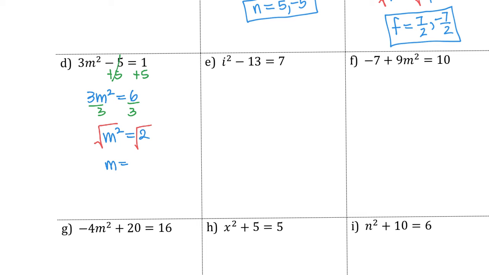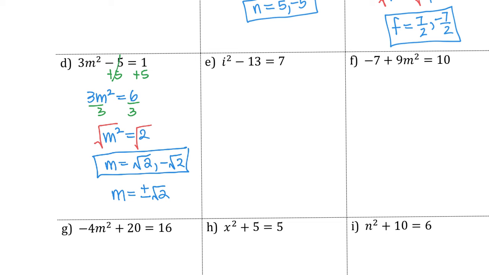I don't know what the solution is. It's some kind of crazy decimal. So the square root of 2 stays the square root of 2. But then I'm also going to get the negative square root of 2, because if I square a negative, it still turns out positive. And again, if you would like to write this the lazy way, you write positive, negative square root 2. That's the same answer.